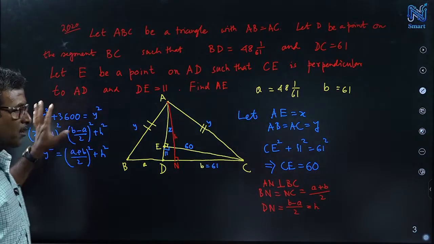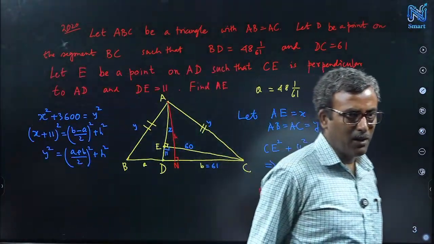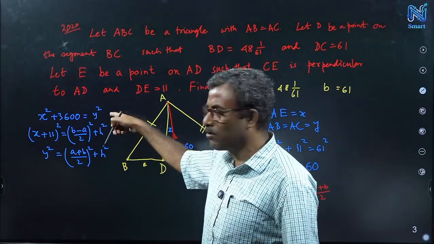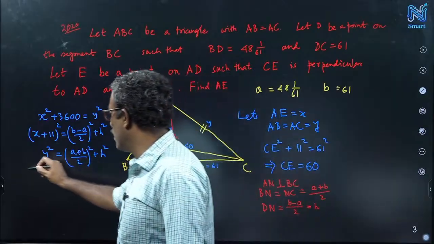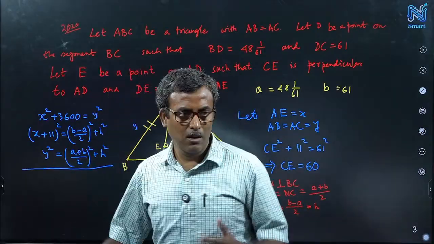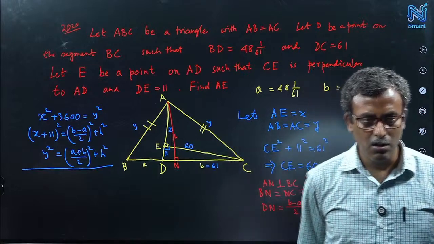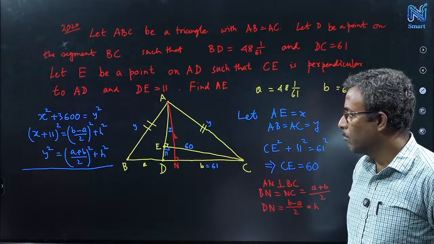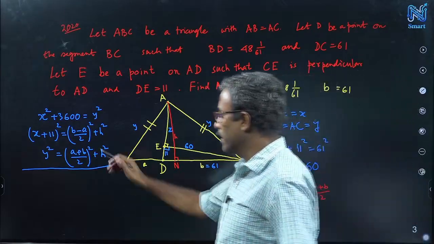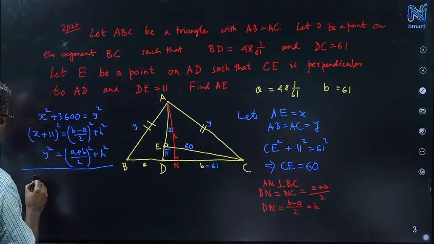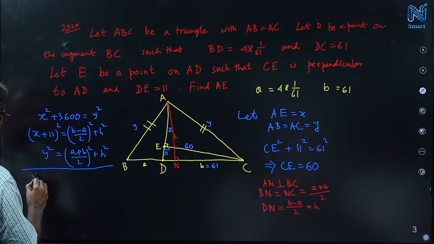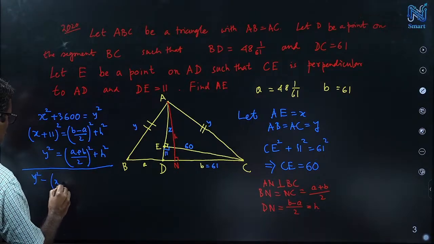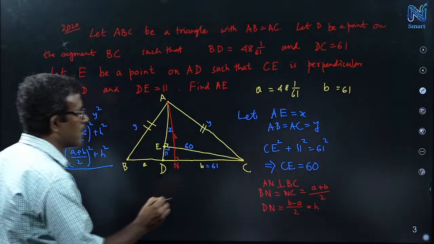Now we have three unknowns, three equations. We have to eliminate H and Y, right? Then we find X. So how do we eliminate it? First eliminate H from here. How do you eliminate H? Subtract the two equations. So find it. What is it after eliminating H? What do we get? Y square minus X plus 11 whole square.